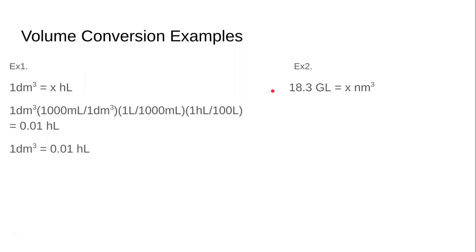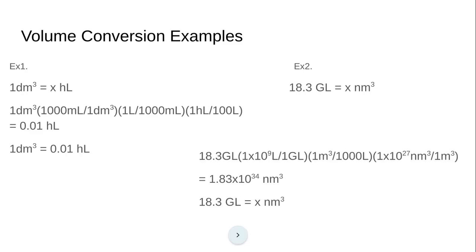Feel free to pause this video and work on the next example, converting 18.3 gigaliters into x nanometers cubed. Okay, to solve this problem, we're going to use more dimensional analysis. We know we started with 18.3 gigaliters. We then multiply this by 1 times 10 to the 9th liters. That's 1 billion liters, because we know that's how many liters a gigaliter is.